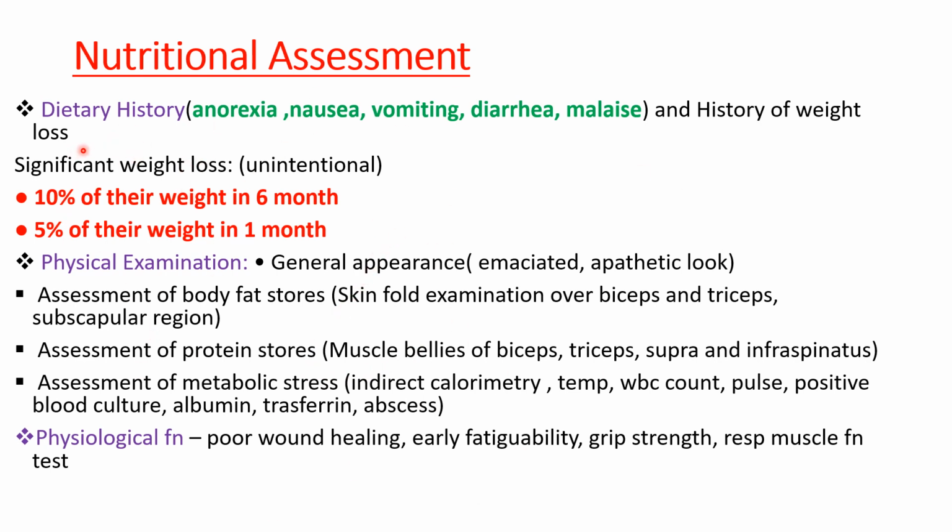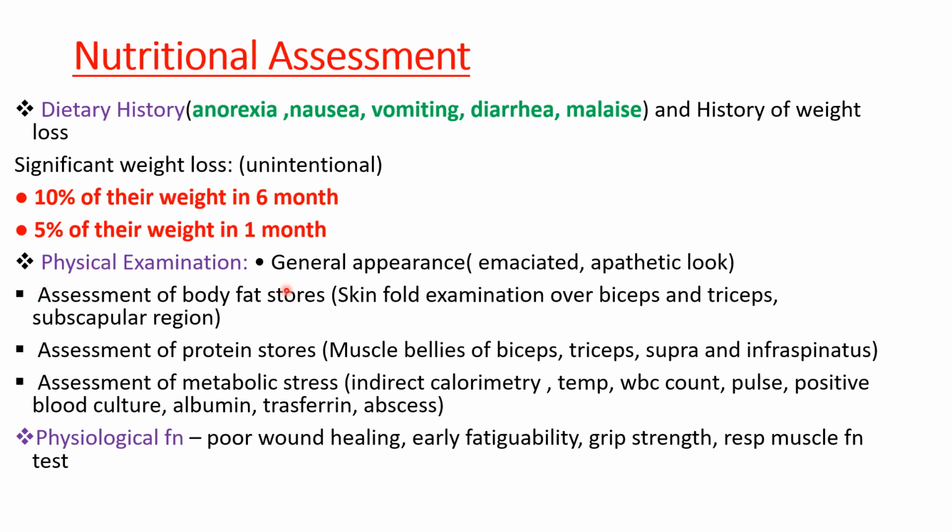In the dietary history, what are you going to ask this patient? Are they anorexic? Do they have nausea, vomiting, diarrhea, malaise? Also the history of weight loss. It is significant to know that this must be unintentional weight loss. If they have lost 10% of their weight in 6 months, or 5% in 1 month, it is indicative of significant weight loss.